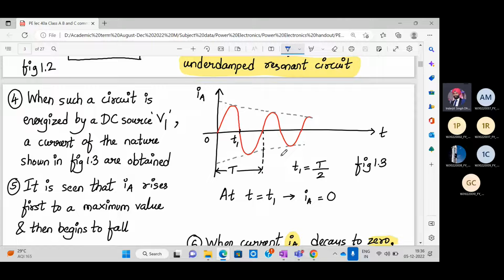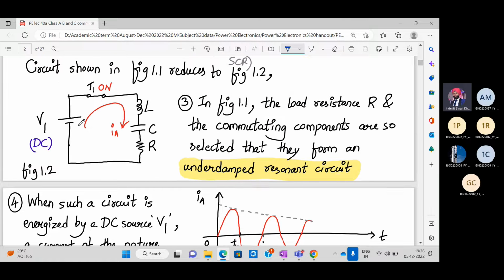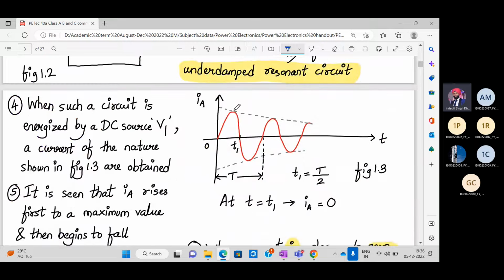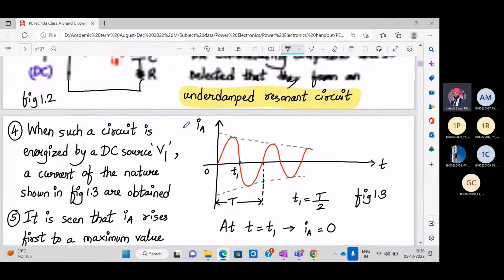Now, what is the speciality of this current? This current is the anode current flowing in series, right? And this current is going below 0. That means at time t equal to t1, your anode current is becoming 0. Will this turn off the SCR? Anode current becoming 0. Will this turn off the SCR? Yes or no?